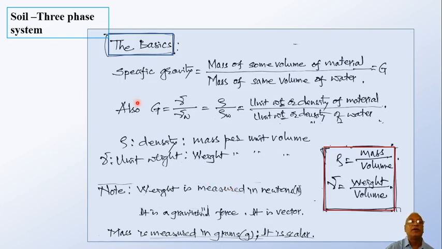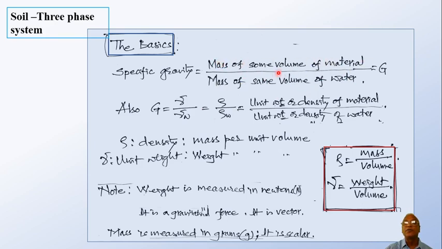Okay, we'll revise some of the basics from your earlier learning. Hope all of you know specific gravity. If not, you can define it this way. It is a ratio of mass of some volume of material divided by mass of same volume of water.